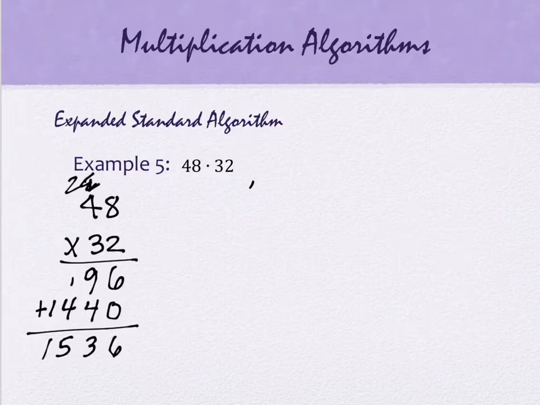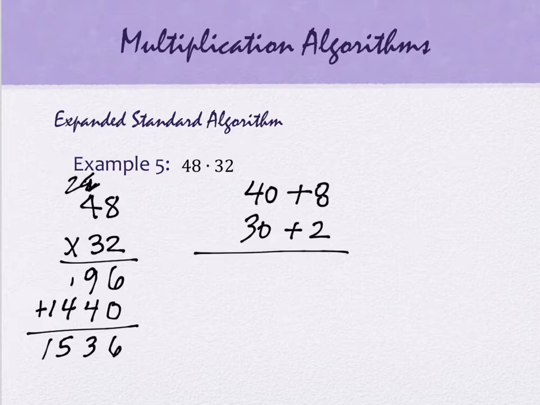So here's what I'm going to do. I'm going to write down 40 plus 8 and 30 plus 2. And for your kiddos who are more visual, hold tight. Partial products, which is the next algorithm, is even better for a visual learner. Okay, so the idea here is that I need to multiply the values by one another.